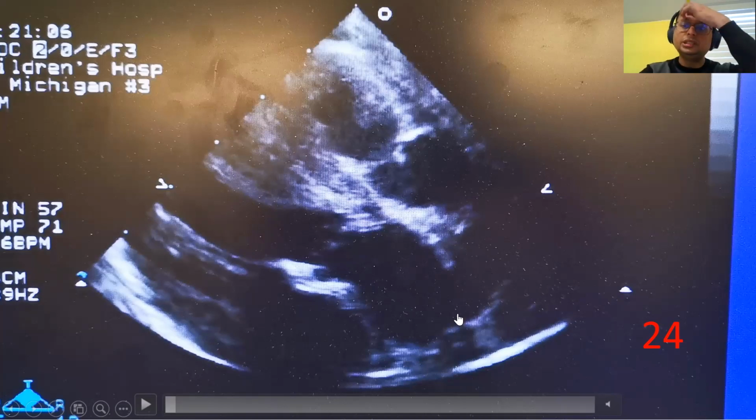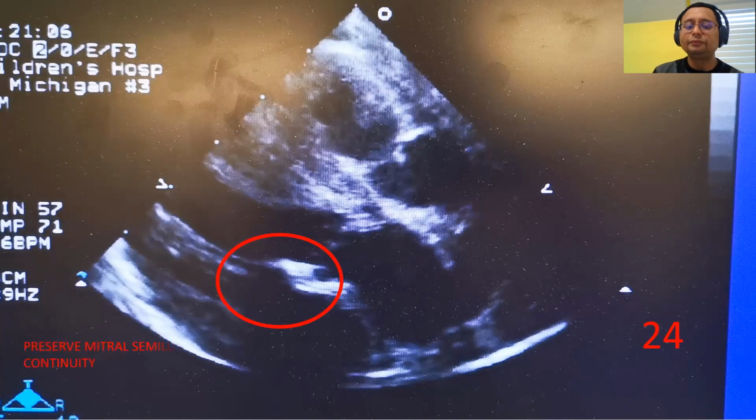So this is a transposition of great artery. What type of transposition of great artery? It is a dextro-transposition of great artery. Okay, because the great vessels have changed side. Now, if you look, that is the preservation of the continuity. Okay, so both vessels are parallel in origin.